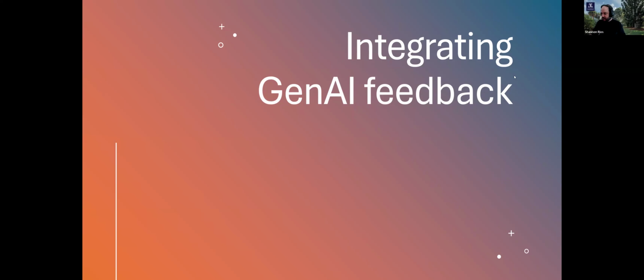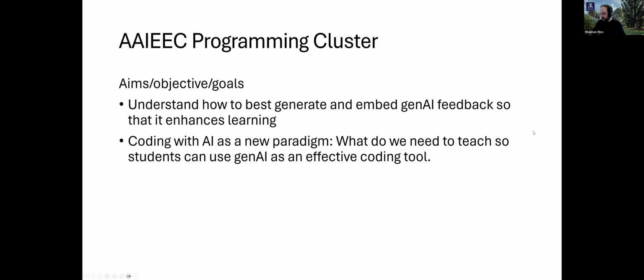I will quickly, because Sasha asked, mention the AAIEEC programming cluster. I really struggle to say that every time. I'm leading a project within this looking at expanding the work that we've done already on GenAI code review with a few other people from other universities around how we can embed that.